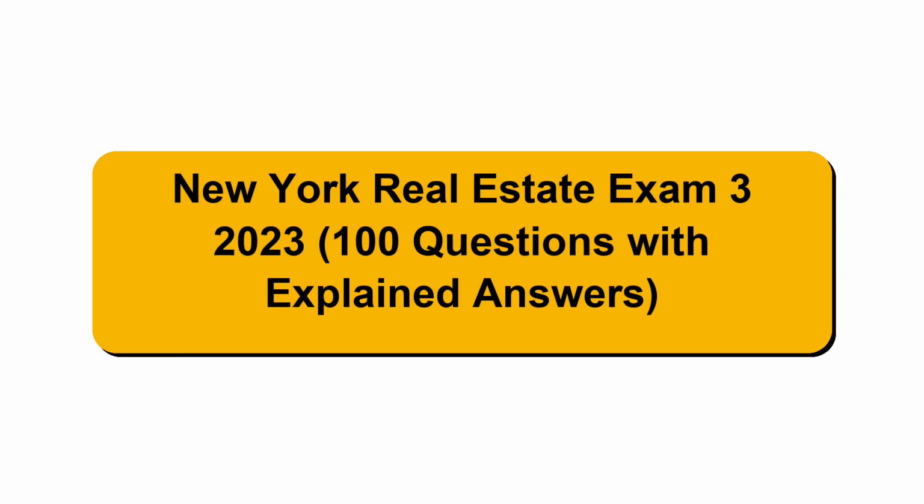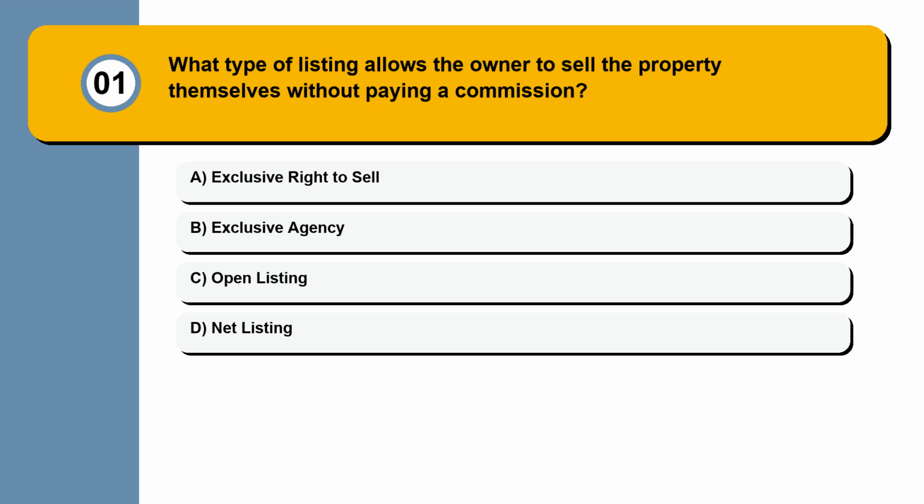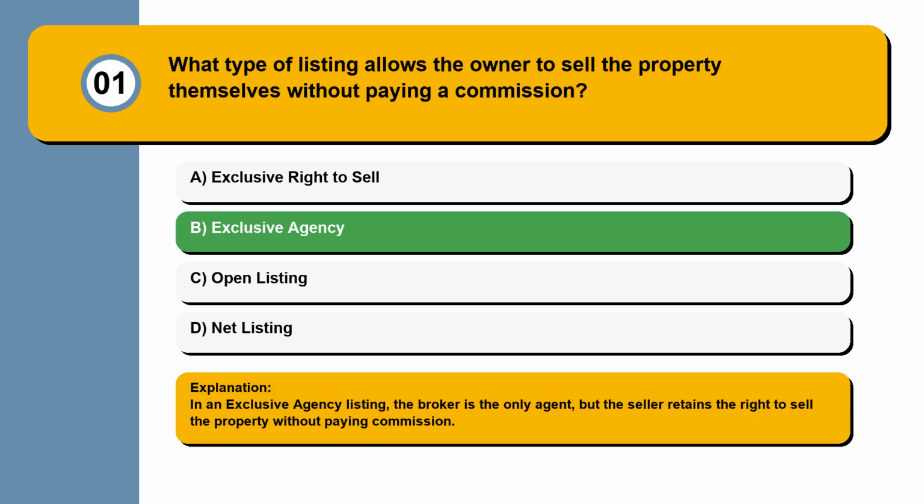New York Real Estate Exam 3 2023, 100 questions with explained answers. Question 1. What type of listing allows the owner to sell the property themselves without paying a commission? Exclusive right to sell, exclusive agency, open listing, net listing. In an exclusive agency listing, the broker is the only agent, but the seller retains the right to sell the property without paying commission.